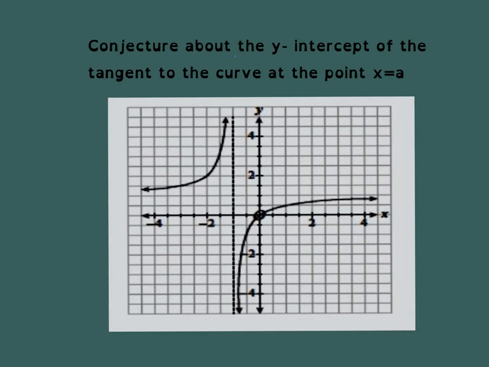Hi everyone. Let's make a conjecture about the y-intercept of the tangent to the curve at the point when x is equal to a. So we have here this beautiful graph on the next page. So we do have a graph with the function.